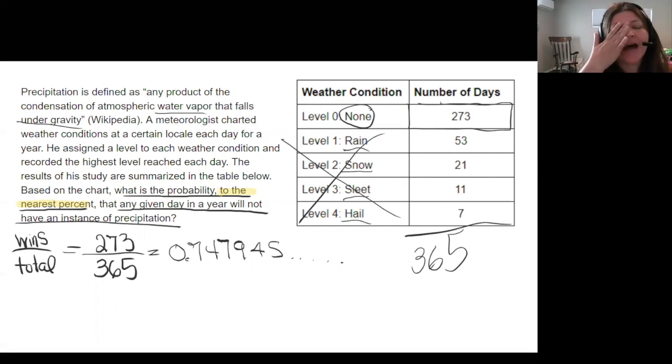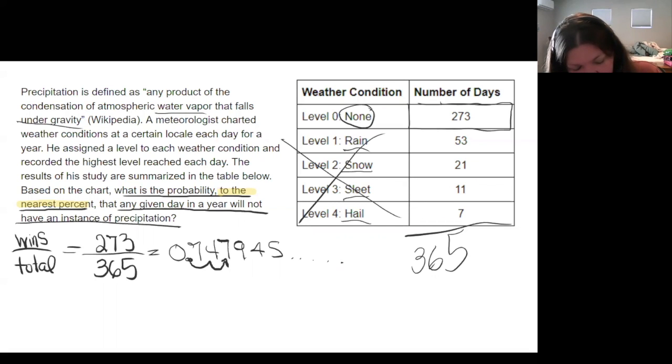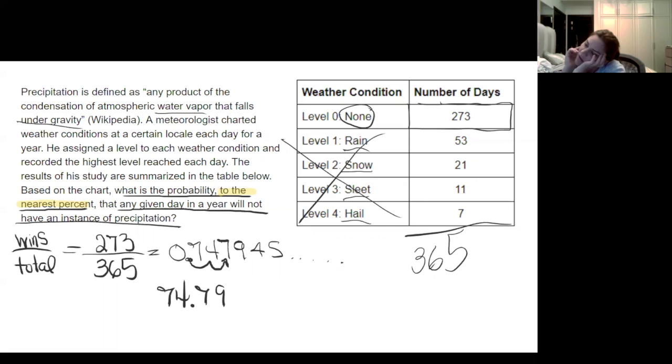Absolutely. Percent means out of 100. So whether you're taking off percent signs or putting on percent signs, one quick, easy way to do it is to move the decimal 2 places. I'm going to move it 2 places to the right to put on that percent sign, and I get 74.79 about percent. It gave me this number, 74.79.